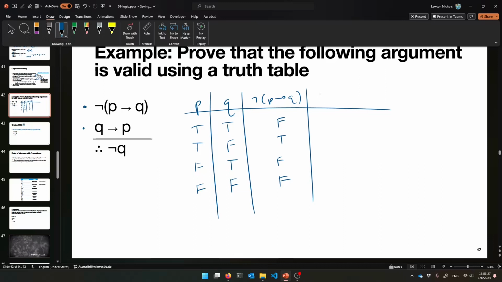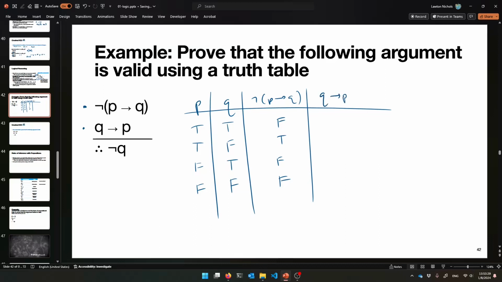And then let's do Q implies P. The only time this is false is when it's true implies false. You upheld your end of the bargain, but you didn't get the reward. So that one's false, and the rest are true. And then finally we have not Q, because that's the last thing. That's our conclusion. So what's the negation of Q? It's false, true, false, true.